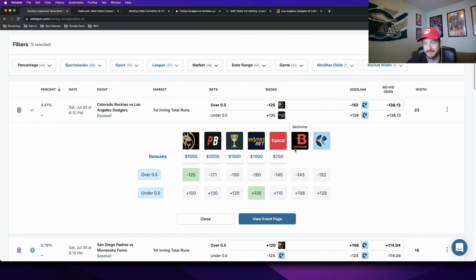But in terms of a free pick, this Rockies Dodgers yes run first inning, I think is really good. So if you're tailing it, love to hear it. Let me know.